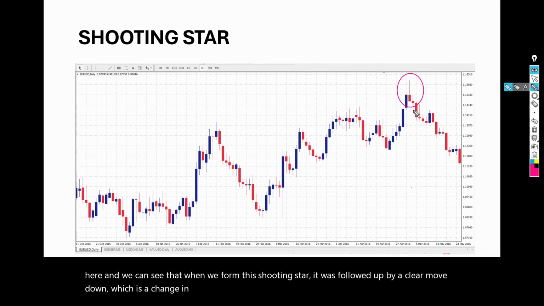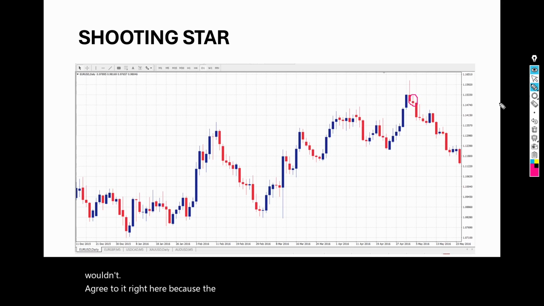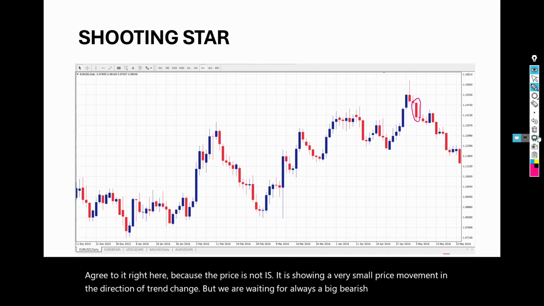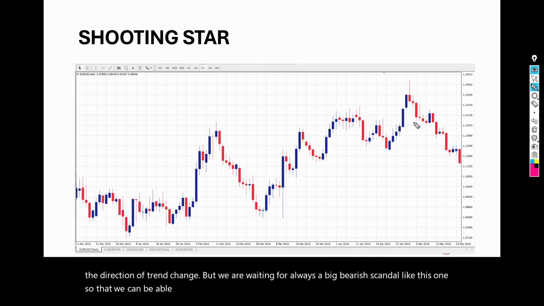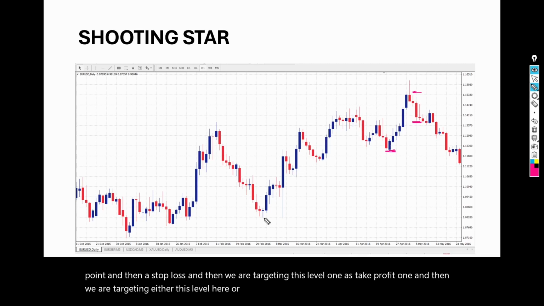So is this small candle right here an entry candle? In my case, I wouldn't agree to it right here because it is showing a very small price movement in the direction of trend change. But we are always waiting for a big bearish candle like this one so that we can enter a trade. So for example, in this moment, this would be the entry point and then a stop loss. And then we are targeting this level one as take profit one. And then we are targeting either this level here or here as take profit two. And then there is also this one as take profit three.